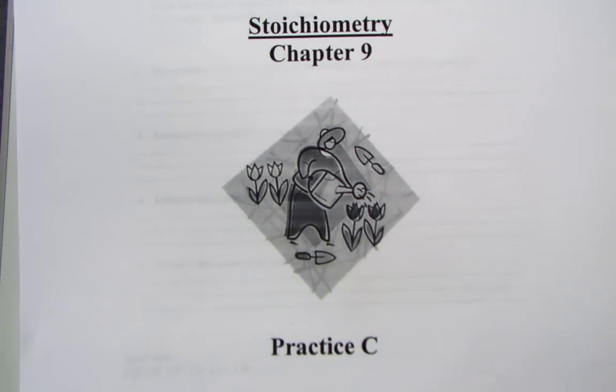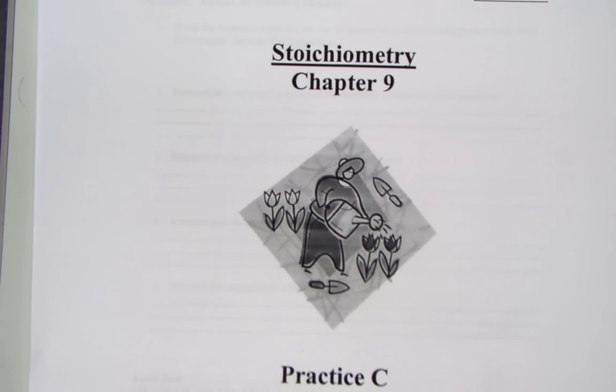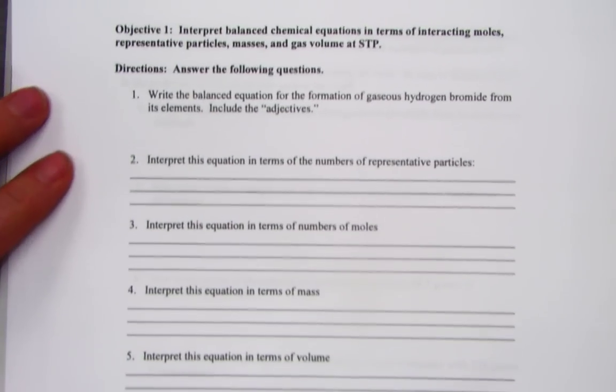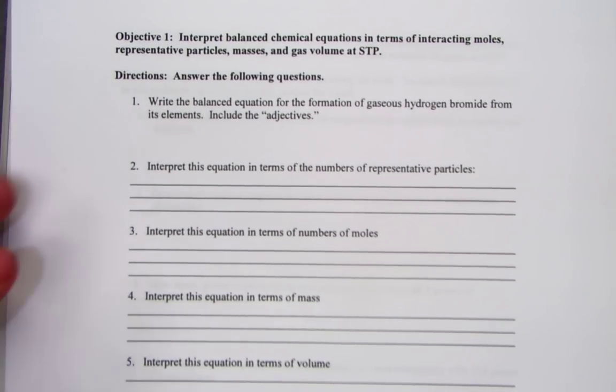Video lesson on stoichiometry, working our practice test C. If you are working practice test C, you are in the round 2 opportunity for our stoichiometry lessons. Let's take a look at our first objective on our stoichiometry practice C. This is the objective where we learned how to interpret balanced equations in terms of particles, moles, mass, and volume.